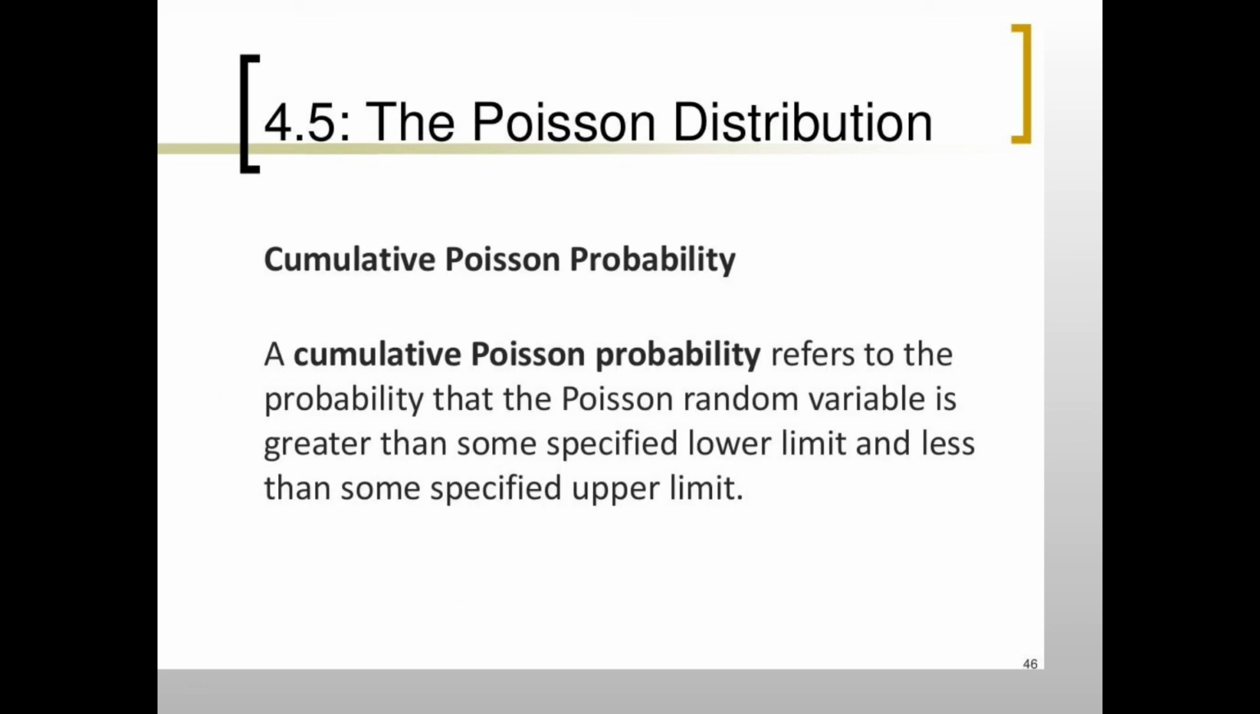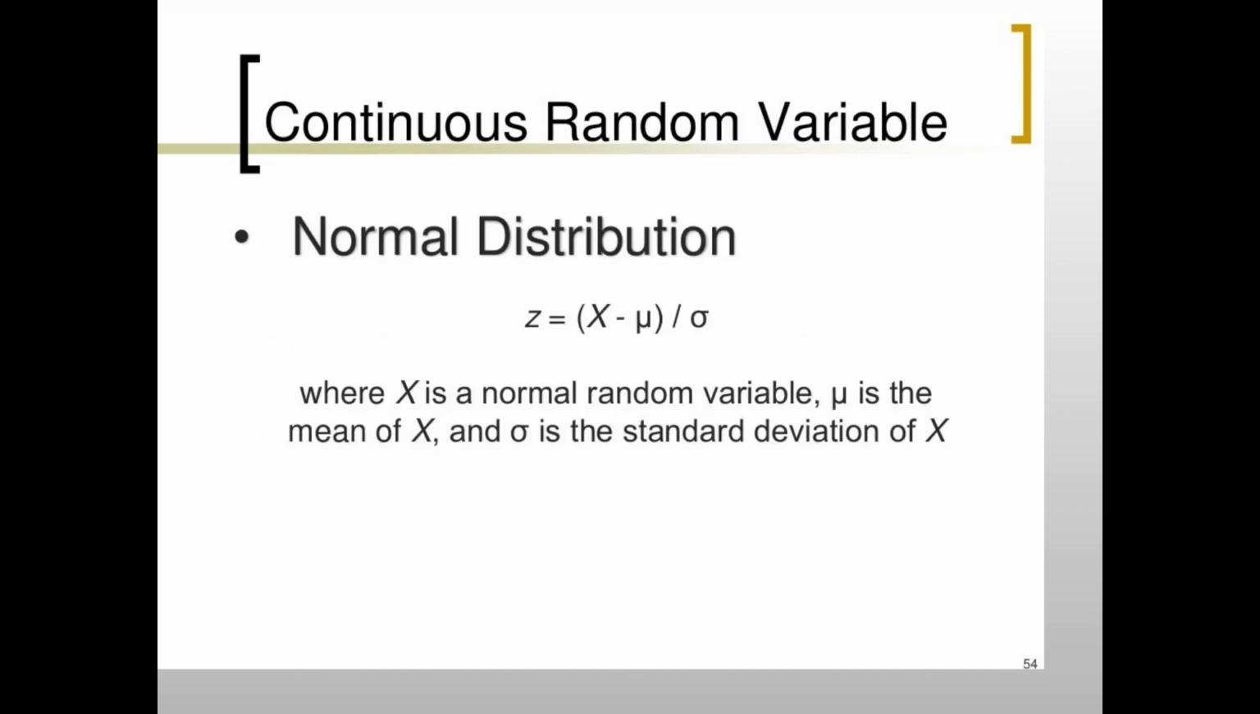Let's go for the cumulative Poisson probability. A cumulative Poisson probability refers to the probability that a Poisson random variable is greater than some specified lower limit and less than some specified upper limit.